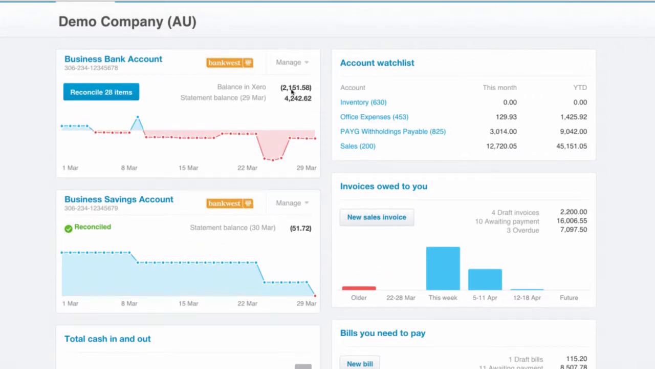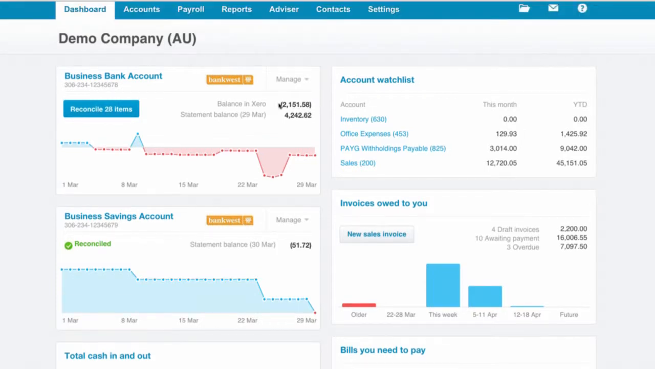Then the balance in Xero represents all the transactions created in the ledger for this balance, for this account, okay? So when you don't have all of your transactions reconciled, like this one here, the reconciled 28 items, when they're not all reconciled, then you are always going to have a difference between the balance in Xero.